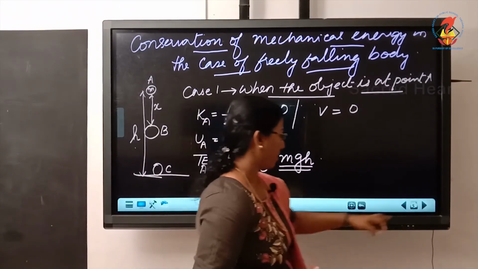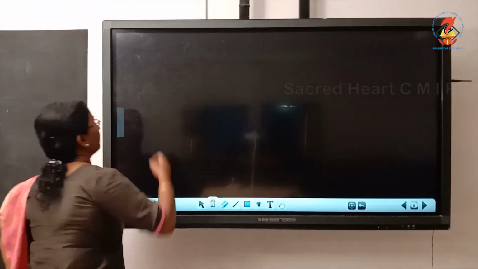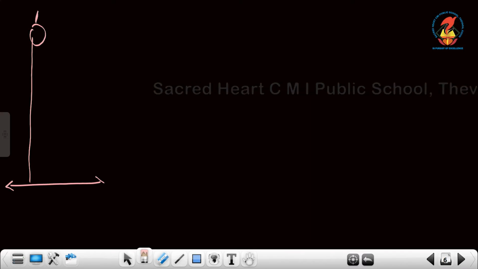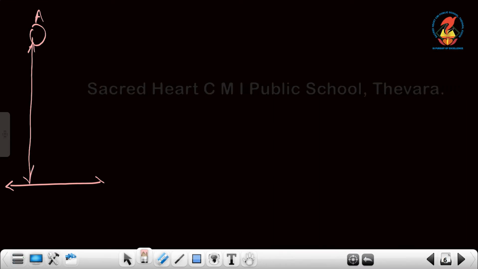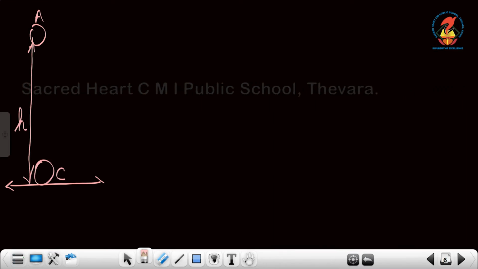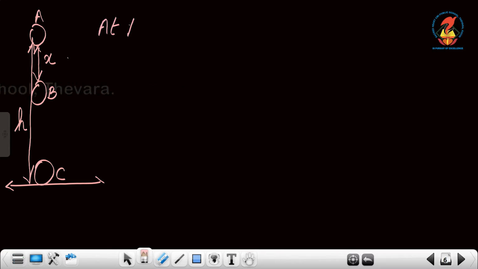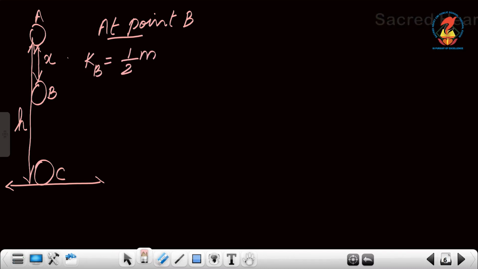Let us take the case at point B. Now, I'm going to draw the diagram once more. This distance is h. This is point C. This is intermediate point B. So from point A to point B, the distance is x. So at point B, the kinetic energy is Kb is equal to half, and we will call the velocity Vb, so half m Vb square. Velocity at point B.